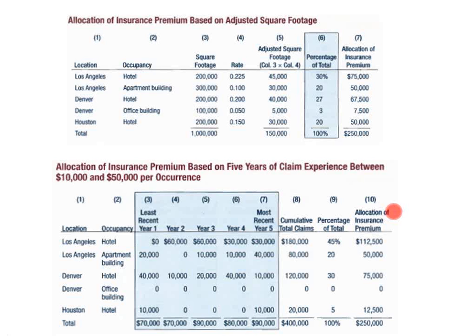Now we go down to the next one. So now we're going to allocation of insurance premium based on 5 years of claims experience between 10,000 and 50,000 per occurrence. So now we look at it and we say, okay, the first year, and this is 5 years worth, and they're just kind of going through the different machinations of this. When we go to the final chart, you'll see where this kind of ends up, where we started and where we ended up.